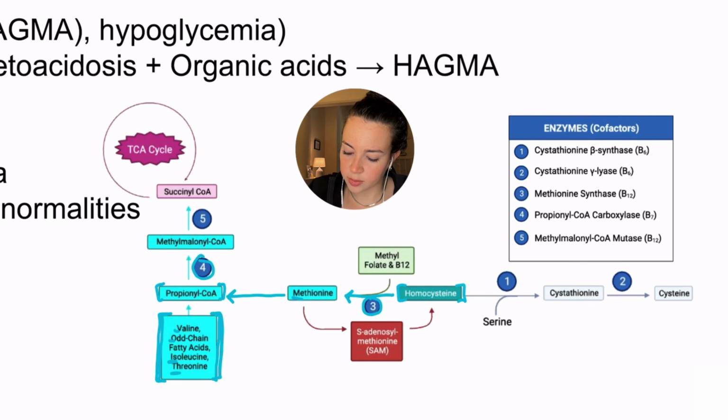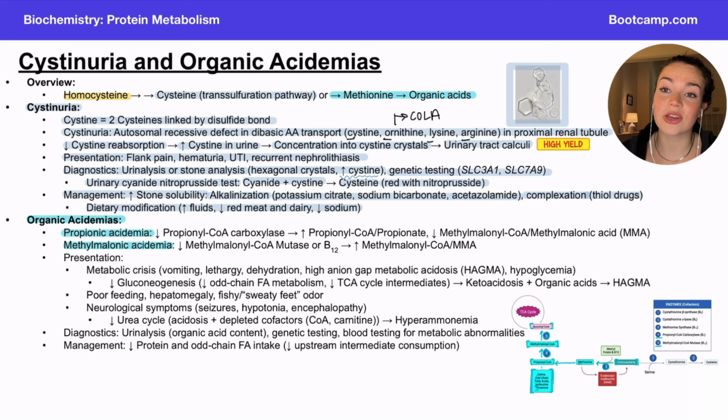Enzyme 4 here, propionyl-CoA carboxylase, mediates our next reaction, which turns propionyl-CoA into methylmalonyl-CoA. And then enzyme 5, methylmalonyl-CoA mutase, turns methylmalonyl-CoA into succinyl-CoA, our TCA cycle intermediate. Go ahead and check out the video on homocysteine metabolism for a little more information on that. All right, so like we said, our two organic acidemias that we're interested in are propionic acidemia and methylmalonic acidemia.